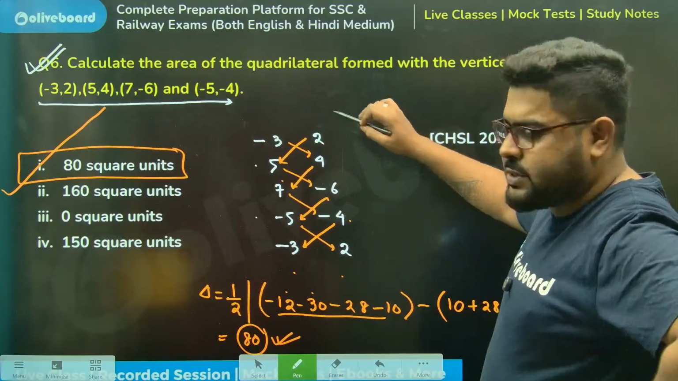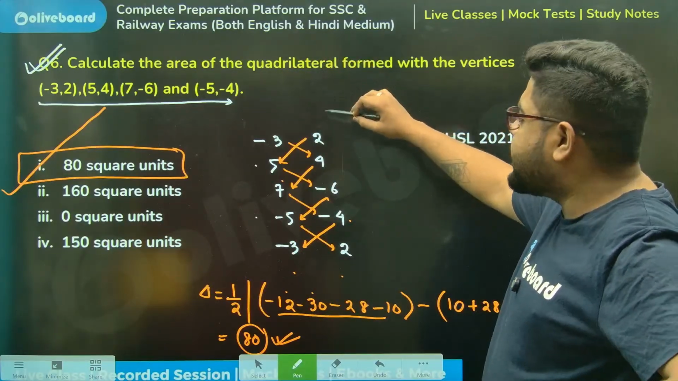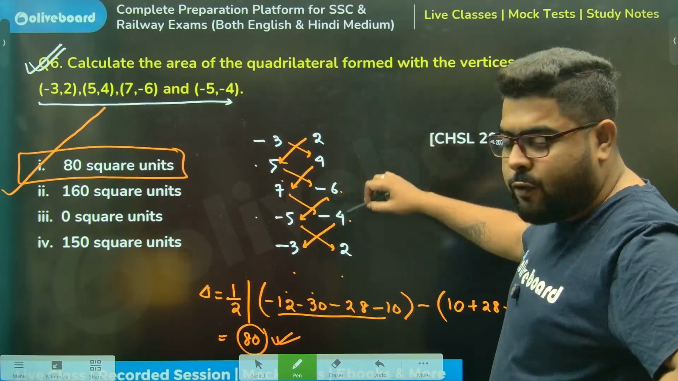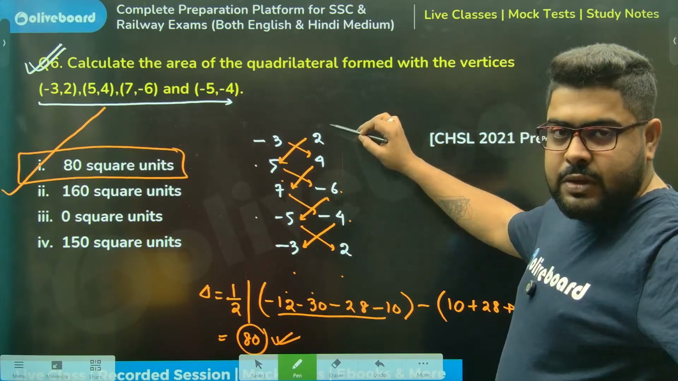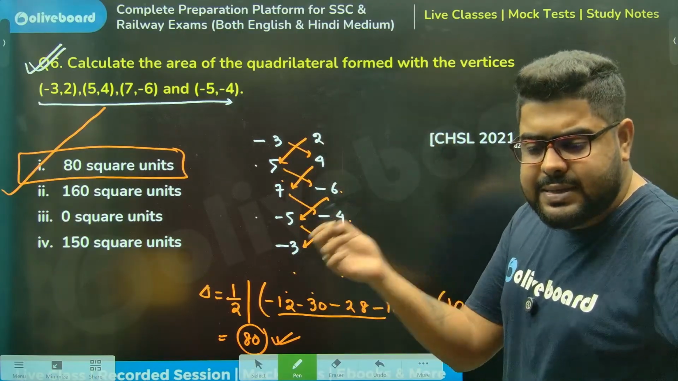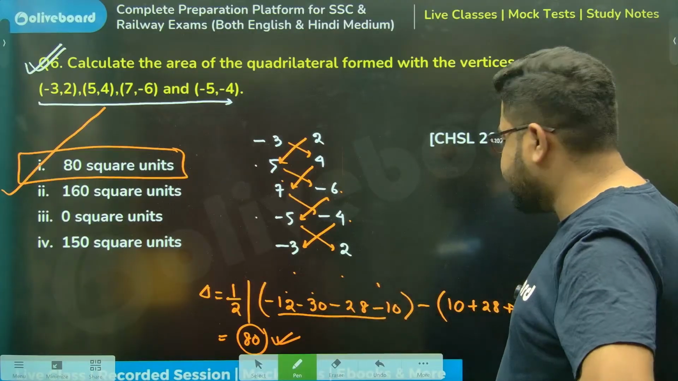In this quadrilateral, we got 1, 2, 3, 4, 5 points. In the triangle, we used to get 4 points, meaning 4 sets. In a pentagon, we'll get 6. In a hexagon, we'll get 7. That's at most. So we just will have 1 term extra here, 1 term here. That's all.